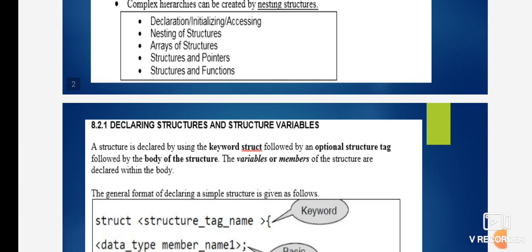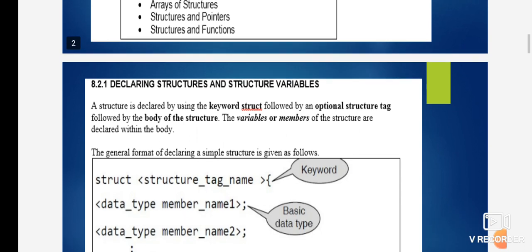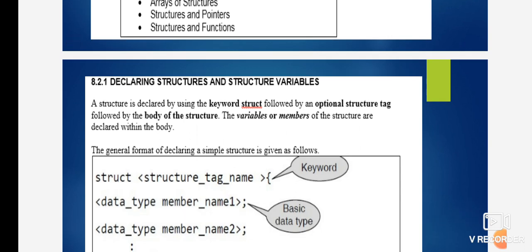The first one is declaring structures and structure variables. A structure is declared by using the keyword struct, followed by an optional structure tag, followed by the body of the structure. The variables or members of the structure are declared within the body. Here is the general format of the declaration of a structure.